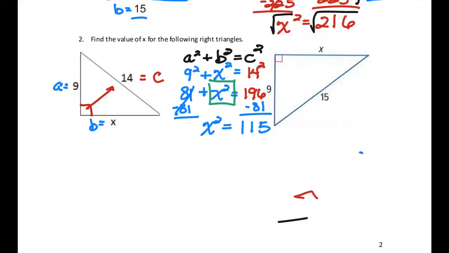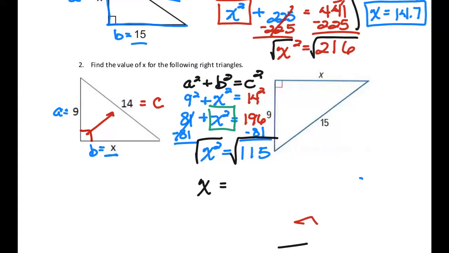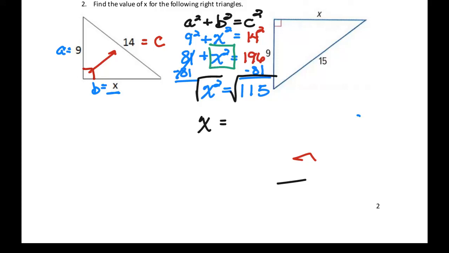I do not want x squared. I just need x. So when you take the square root, x is equal to, well, give me 2... 10.72. Okay, good. Thank you.